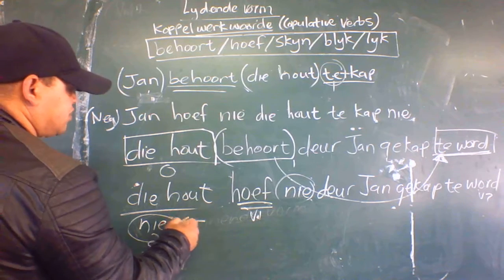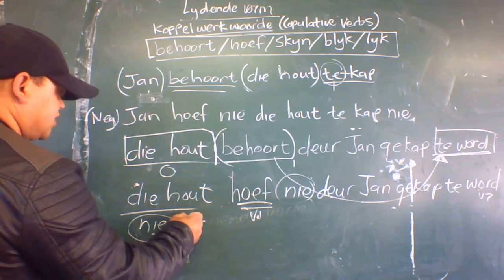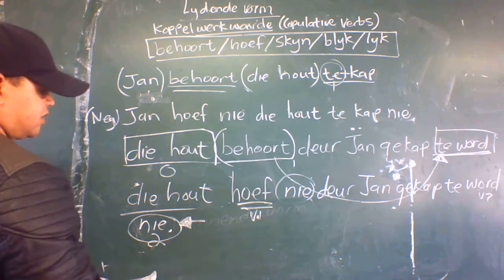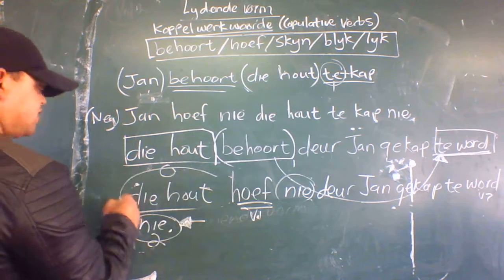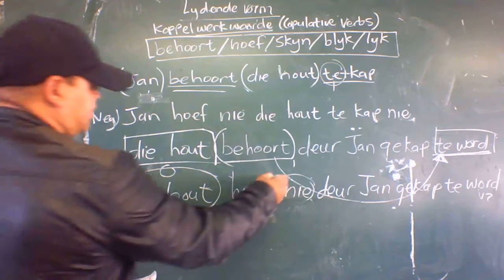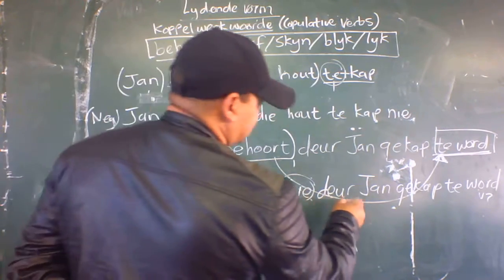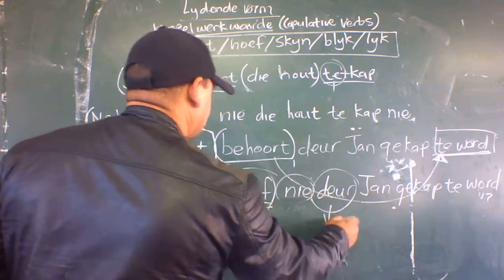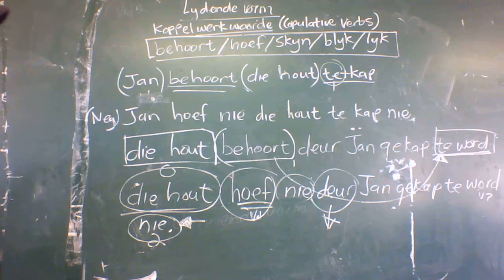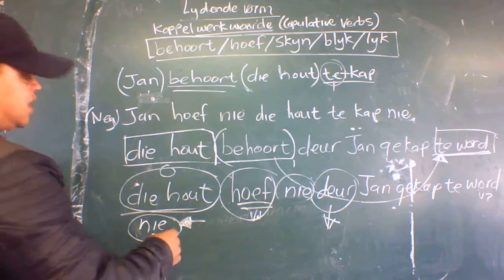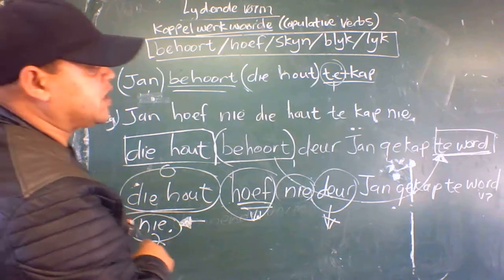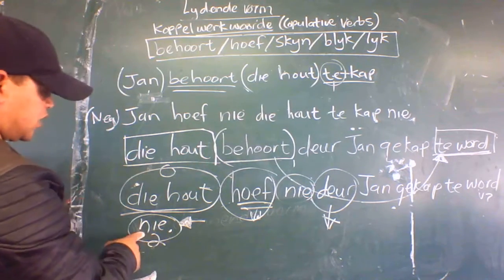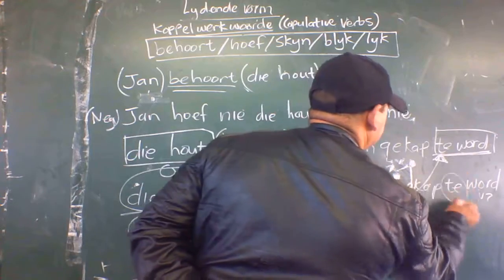Alright? Always remember, onkennende vorm, leidende vorm. With onkennende vorm, we have to have two te's. Leidende vorm, we have to start with the object and then hoef and then deur. Never forget to add deur. That is our leidende woord. It's leading us into leidende vorm. Die hout hoeft niet deur Jan gekap te word.